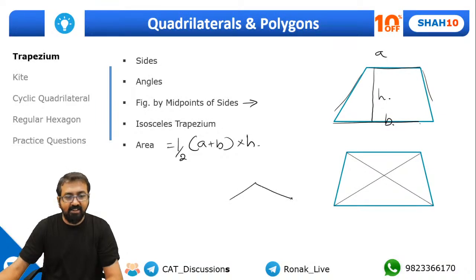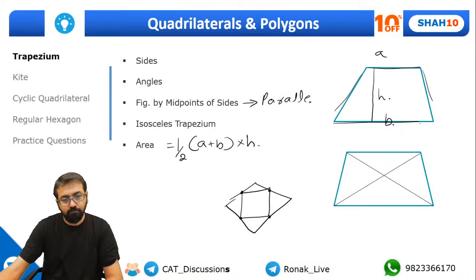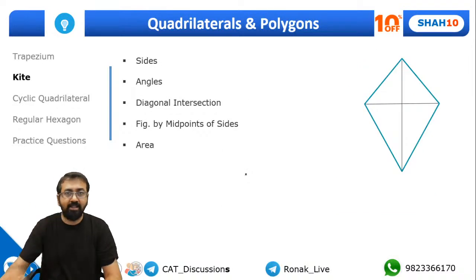Figure formed by joining the midpoints of sides. Guys, if you take any random quadrilateral and connect the midpoints of its sides, the figure so formed will always be a parallelogram, no matter what kind of quadrilateral it is. You need to prove this thing. Why will it be a parallelogram? You can prove it on your own. Otherwise, you can watch my quadrilateral video where I have proved this thing.